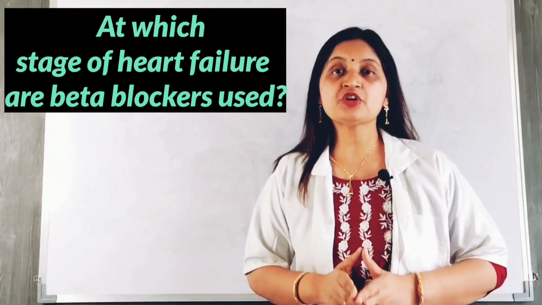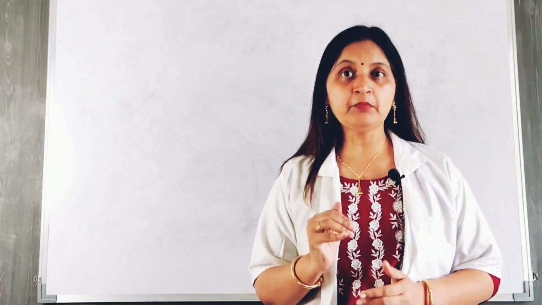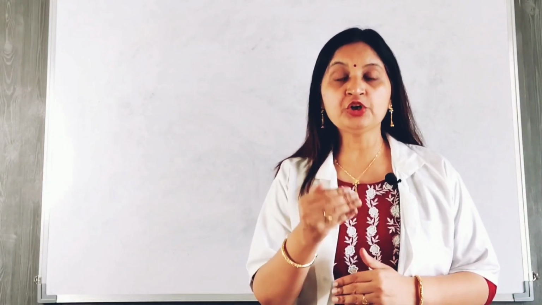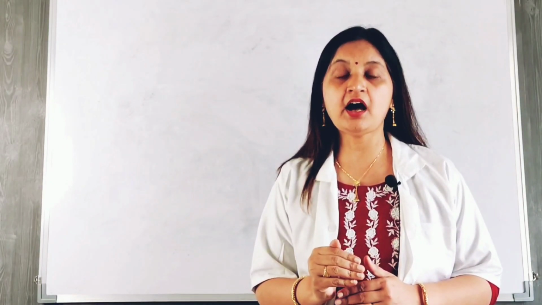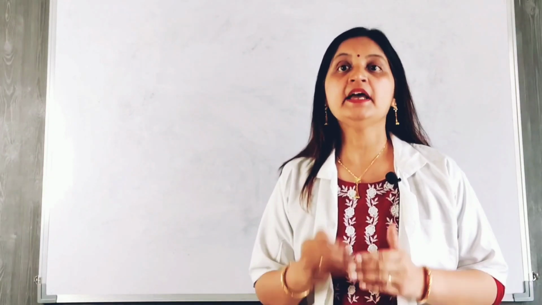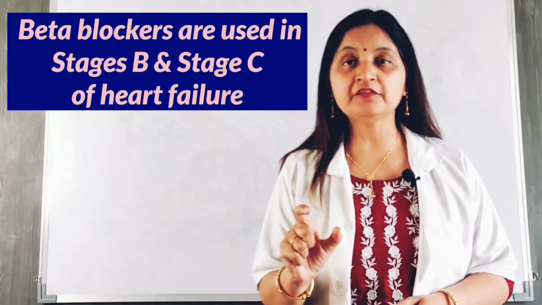Next is, at which stage of heart failure are beta blockers used? Now keep in mind that beta blockers, by inhibiting the sympathetic nervous system activation, reduce the structural changes in the heart and decrease the functional decline of the heart performance. Beta blockers are carefully used in stage B and C of heart failure.